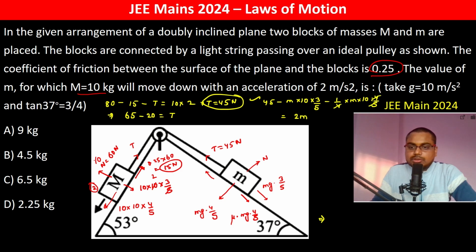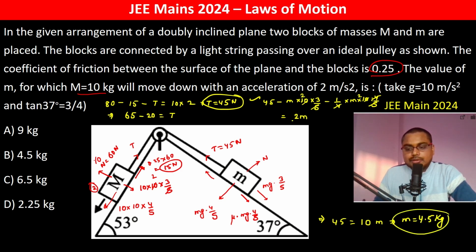तो now we have to calculate m, कितना हो गया, this is gone, this becomes 2, this becomes 2, so 45 is equal to 6 plus 2 plus 2, so that is 10 into m, so therefore m becomes 4.5 kg. This is the answer. Thank you.